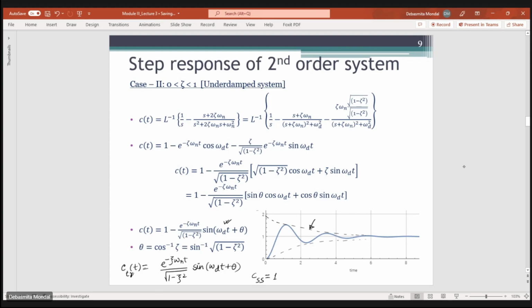So these two envelopes: the first one is given by 1 plus e to the power minus zeta omega n t divided by square root of 1 minus zeta square, and the bottom one is given by 1 minus e to the power minus zeta omega n t by square root of 1 minus zeta square. So that means the decaying oscillation is enclosed by two envelopes, and the terms of these envelopes are 1 minus e to the power minus zeta omega n t by square root of 1 minus zeta square, and 1 plus e to the power minus zeta omega n t by square root of 1 minus zeta square.